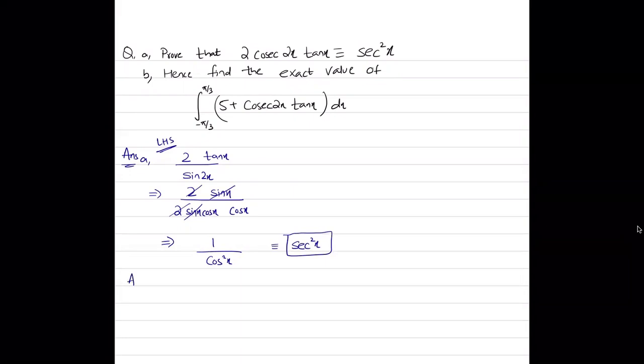Now in part B, hence find the exact value of the integral of 5 plus cosecant 2x tan x. So it has a command word, hence, meaning you have to use the answer of the previous part.